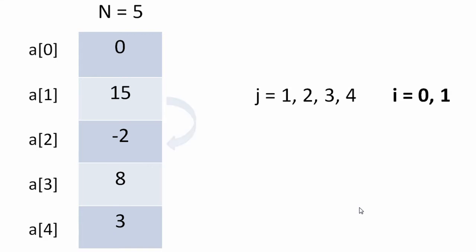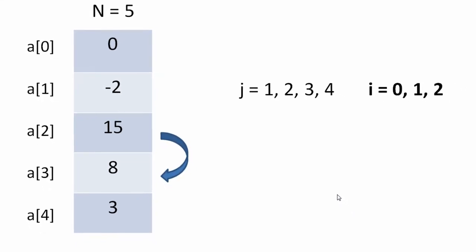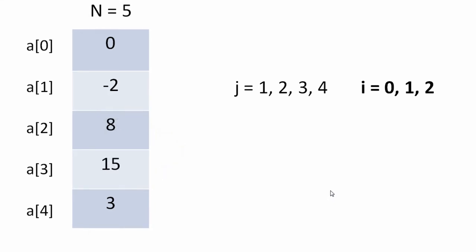Again, here 15 is greater than -2, so sort them. Send -2 to the a of 1 position and 15 to a of 2. Now select a of 2 and compare it with a of 3. Here too 15 is greater than 8, so swap them. Now select a of 3 and compare it with a of 4. Now 15 is greater than 3, so swap them again.